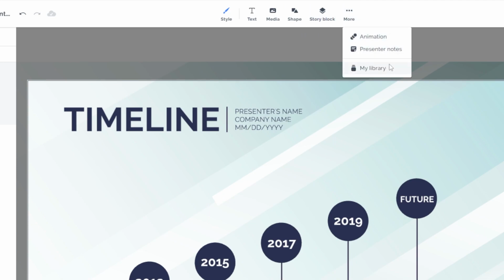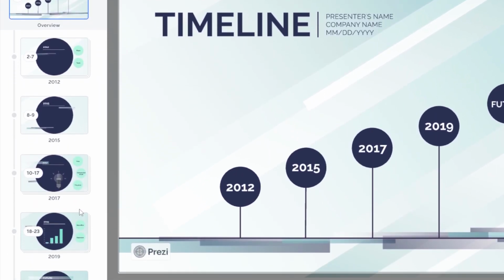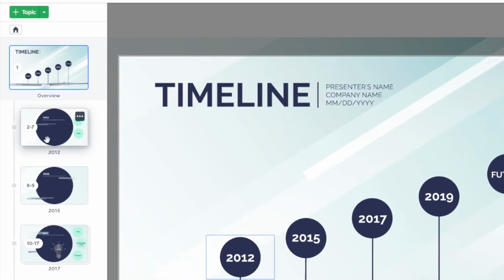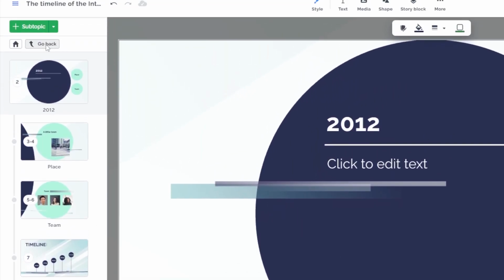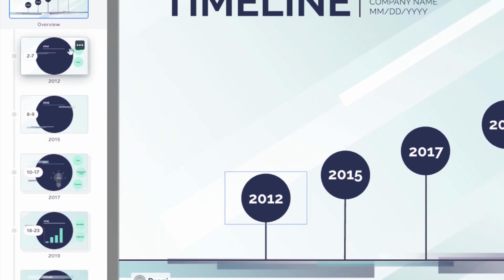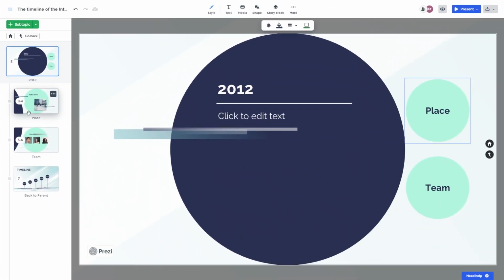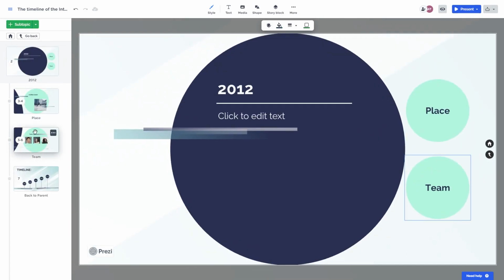Then if you click on more, you can take a look at animation, presenter notes, and my library. And here on the left hand side, you can see all of the different pages that we have. As you can see, within those pages are sub pages as well, which is really nice. Essentially we have a topic at the very top layer. If we click on this, it becomes a subtopic, and if we click on this, it is again another subtopic of that subtopic, and so on and so forth.